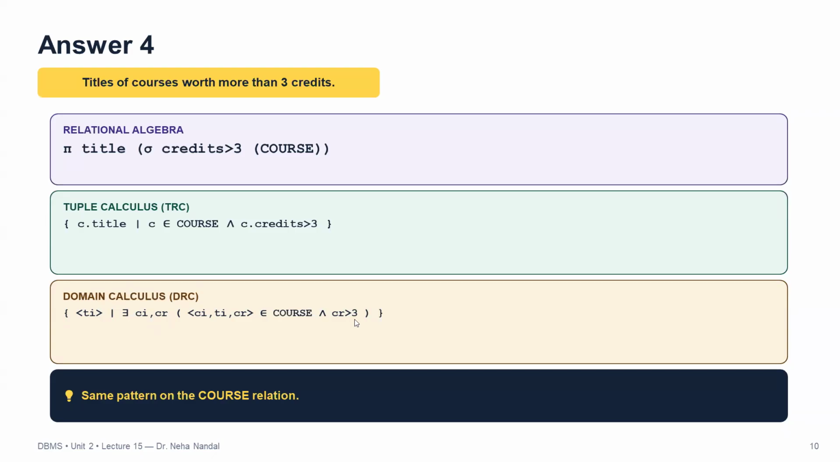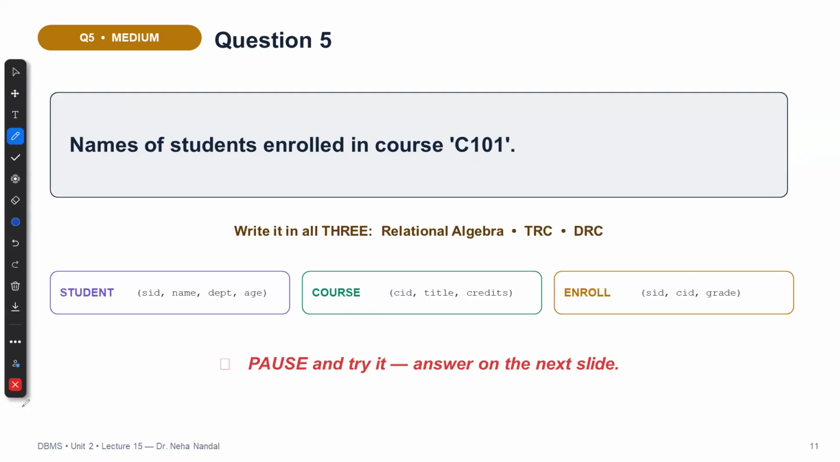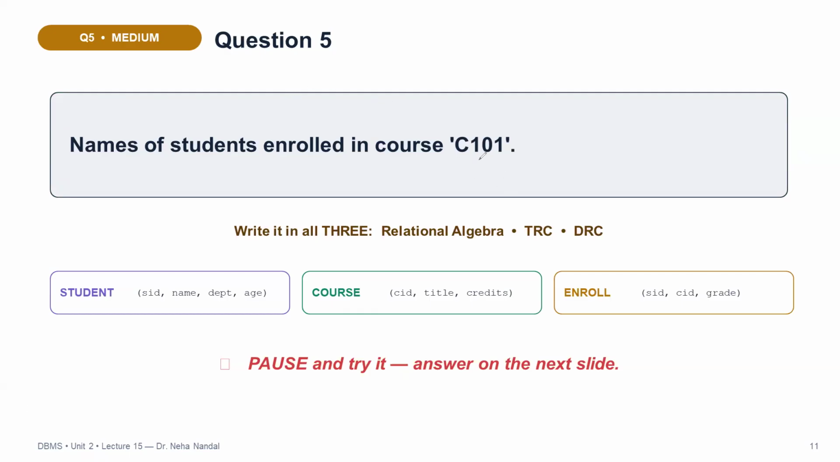Let's move to question number 5 now. Now the medium level came. Till now we have seen some easy level questions. Now there are medium level questions. Let us see this one: name of the students enrolled in course C101. Name of the students you will get from the student table. And who are enrolled in the course, that is course ID, you will get from course.